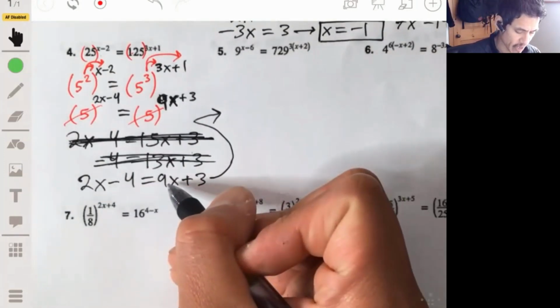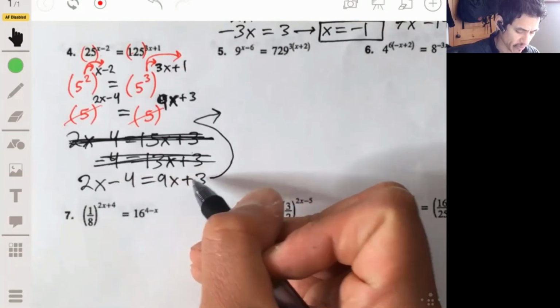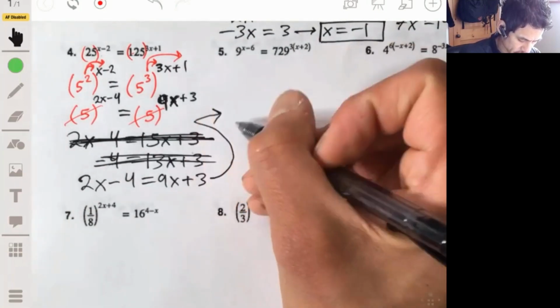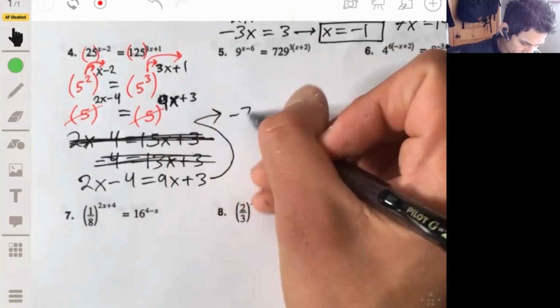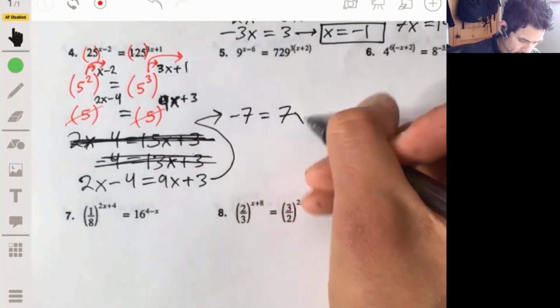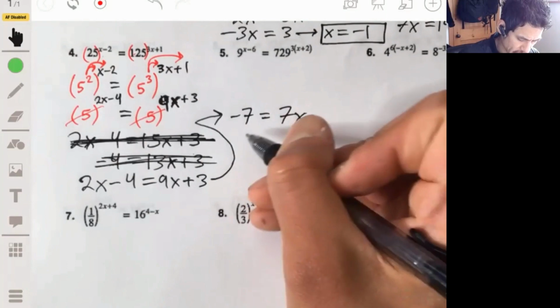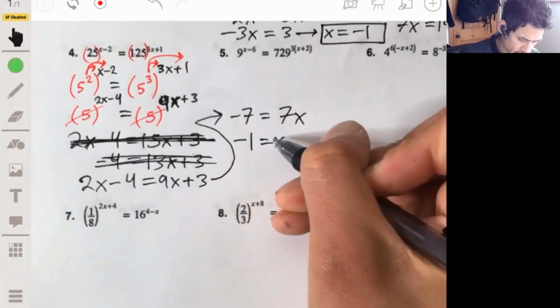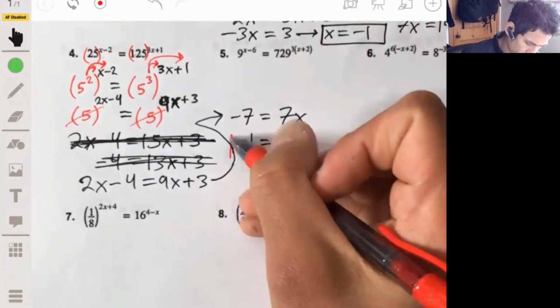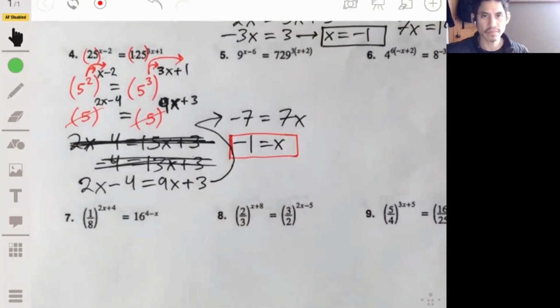Then I can take away 2x from both sides and 3 from both sides. I'll get negative 7 is 7x. Divide both sides by 7, and then I'll get that x is negative 1. There we go. That makes more sense.